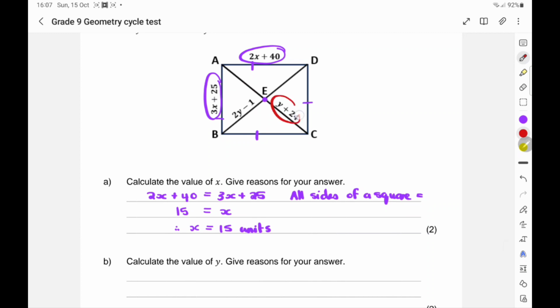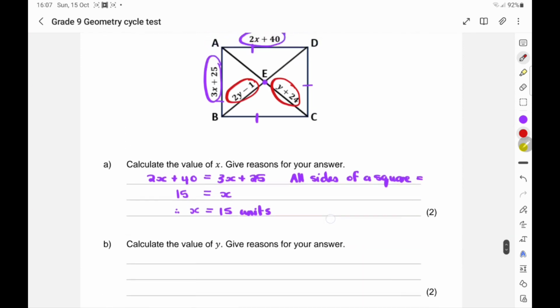Okay, so again, for y, you need to know the properties of a square, that the diagonals bisect and are equal to each other. So what we need to know is the diagonals bisect the interior angles. No, that's the angles. So sorry, they have two congruent diagonals that intersect at right angles and bisect each other. Okay, so the diagonals bisect each other. So that would be equal to that.